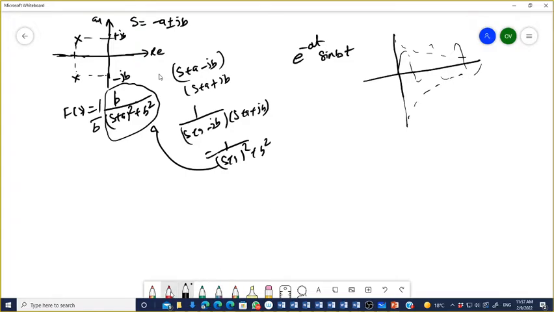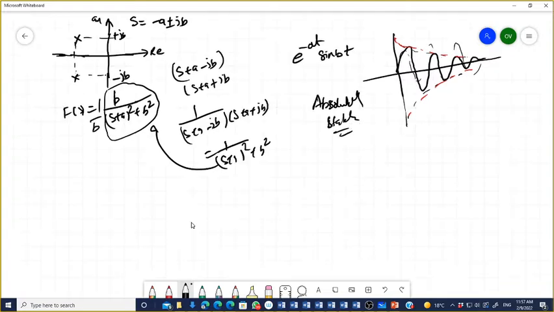Okay? The e to the power minus at function is like this. However, the sinusoidal function is like this. So ultimately it will decrease, it is a damped type of system, and ultimately the system will be stable. So you can say that it is an absolutely stable system, right?